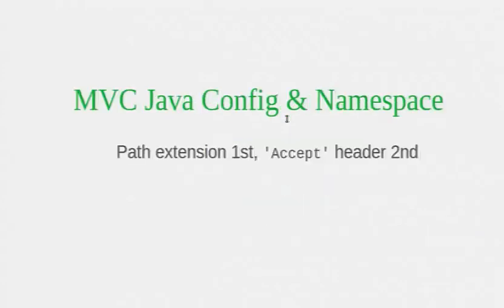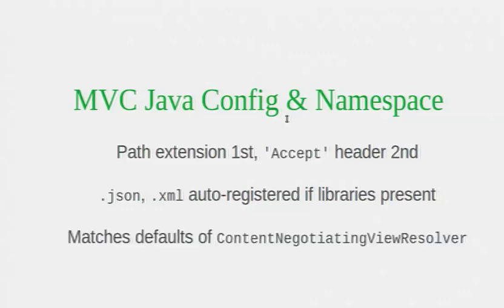But if you're using the Java config, then the defaults are going to match the content negotiating view resolver, which means you start with the path extension first, then you look at the accept header. And the other nice thing about this is that if you have a JSON library on the classpath, or if you have JAXB2 on the classpath, it automatically registers the .json and .xml extensions. So that should just work basically out of the box. That should be pretty sweet.